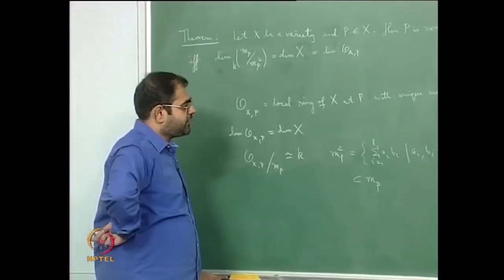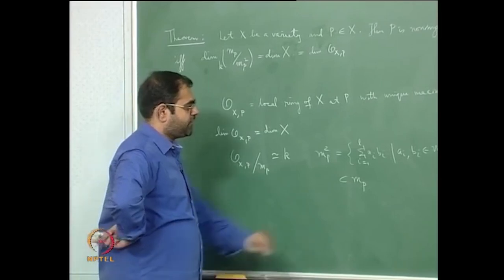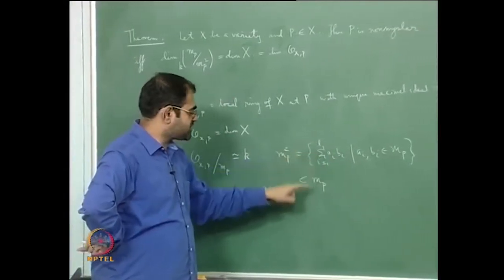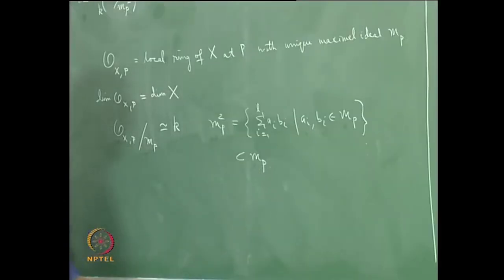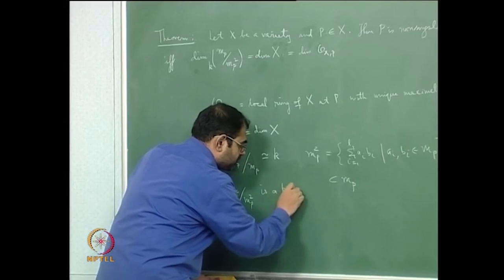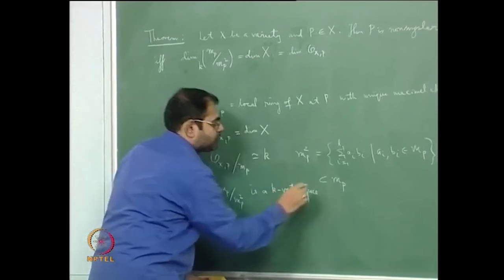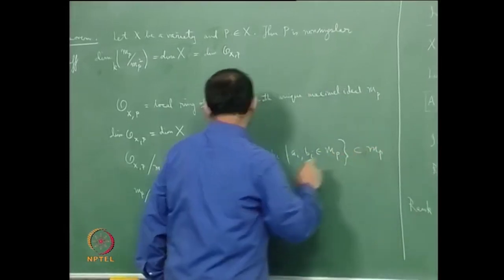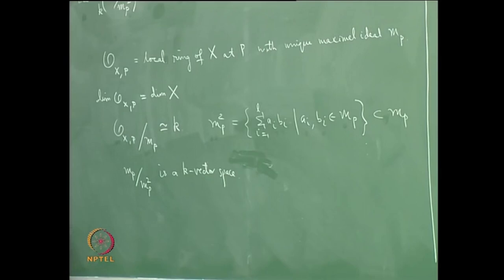This is certainly contained in m_P because if you take two elements of this ideal and multiply them out, the product is certainly in the ideal, and such finite sums are also in it. But the point is that m_P mod m_P squared is a k vector space, just because O mod m is k. It is a module over k.